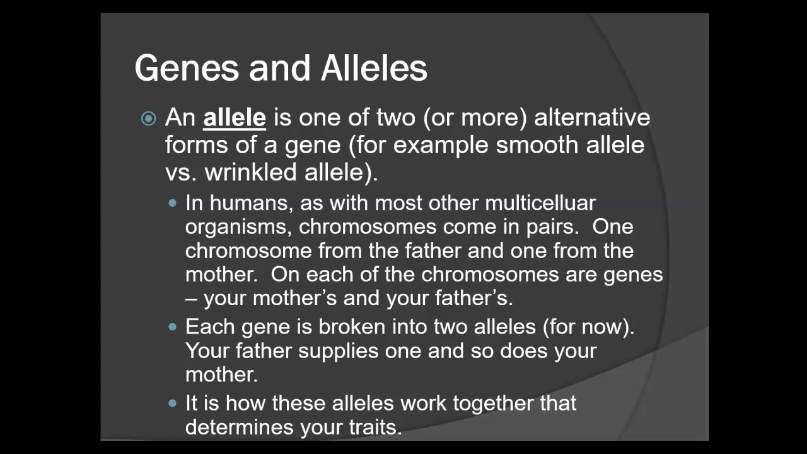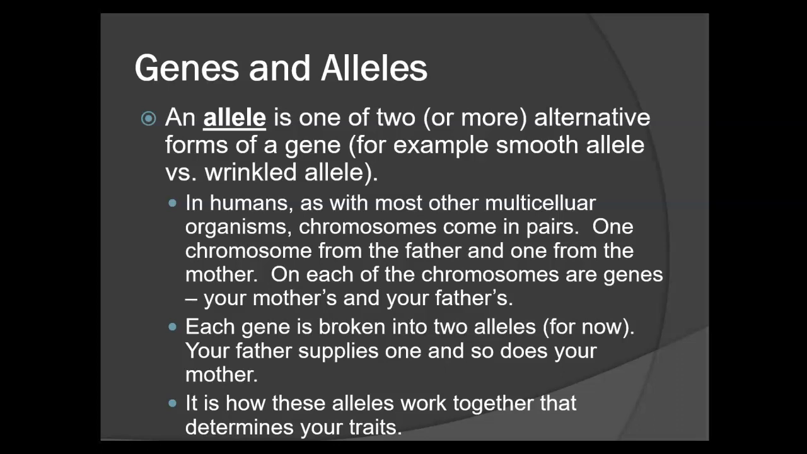So let's circle back and provide a definition for an allele, because this is going to become extremely important as we move forward. An allele is one of two or possibly more alternative forms of a gene. So, for example, a smooth shape to the pea itself, or a wrinkled shape to the pea. And so there are two alleles. One form creates the smooth, the other form creates the wrinkled.